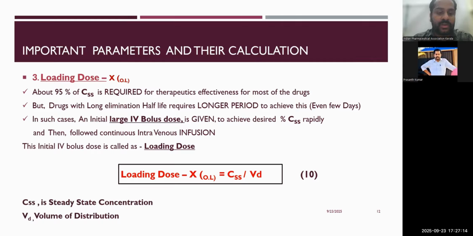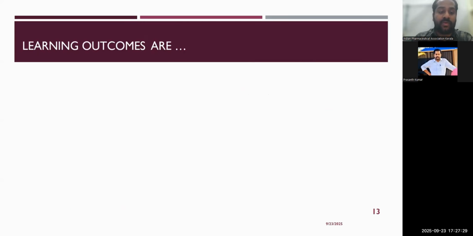So that equation is given by loading dose is equal to CSS into VD, where CSS is the steady state concentration and VD is the volume of distribution. So that today we are concluding this.